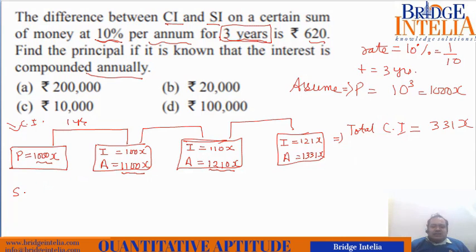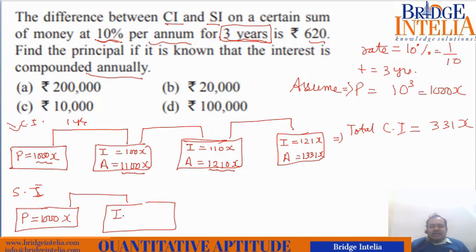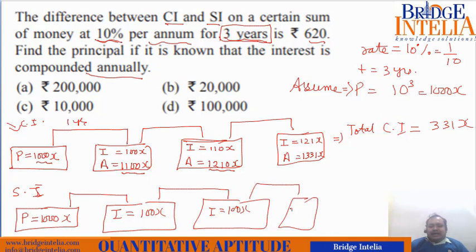Had this been the case of simple interest, what would have happened? You would have deposited 1000x. Each year you would be earning 100x as interest, 10%. There is no concept of updated amount here. So again 100x and again 100x. So you can see total SI, total simple interest that you would have earned would have been 300x.